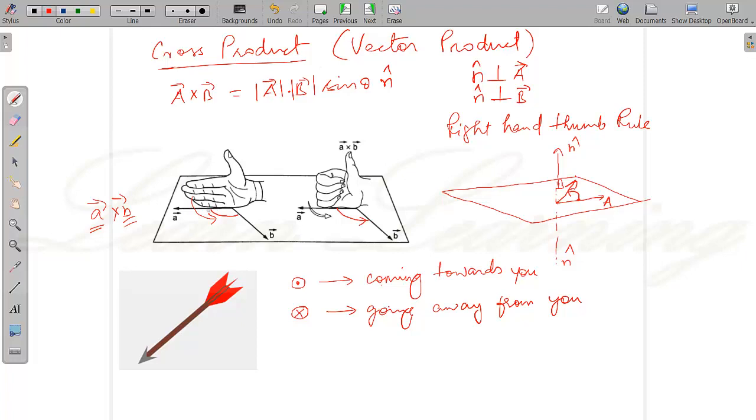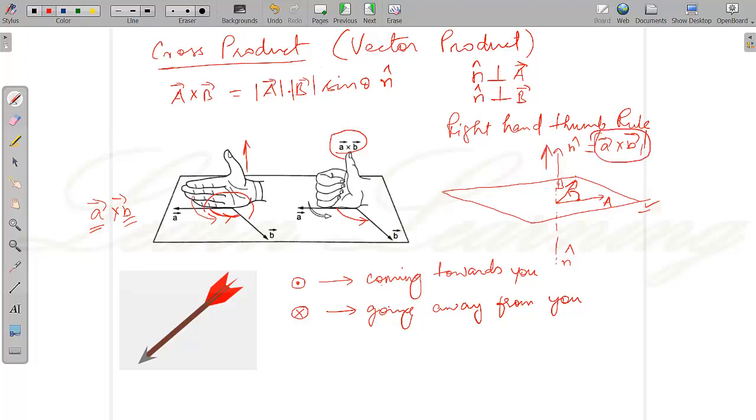This is the angle, not the other way around, not this way. So we have to curl it from this direction. If you curl this, the direction of the thumb will give you the direction of A cross B. Let's say this is a plane in which A vector and B vector lie. So this n cap equals A vector cross B vector. A is this, B is this, so the direction will be perpendicular to this plane. So this will be the direction of A cross B.